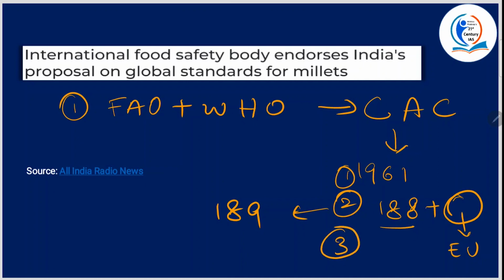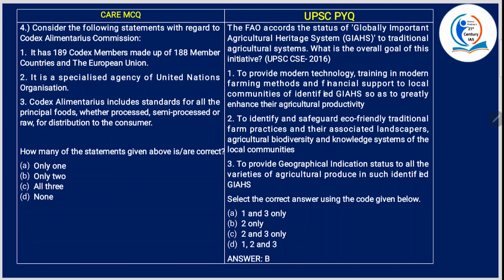And what is the aim of this one? It aims to protect consumer health and ensure fair trade. So these are some basics about CAC. Now we'll get into the MCQ. Consider the following statements with regard to Codex Alimentarius Commission. It has 189 Codex members made up of 188 member countries and the European Union. Yes, this is correct.